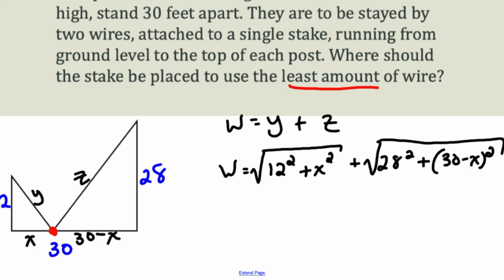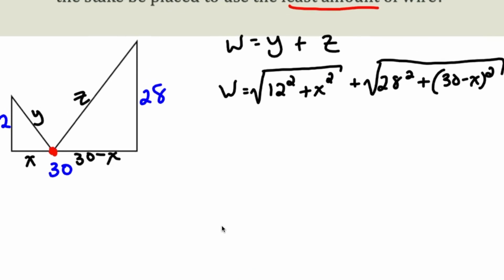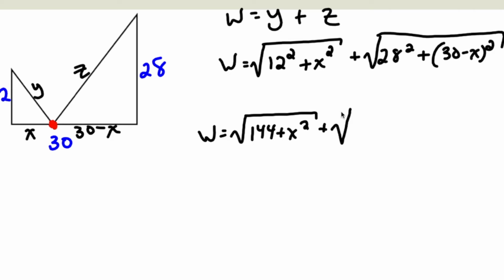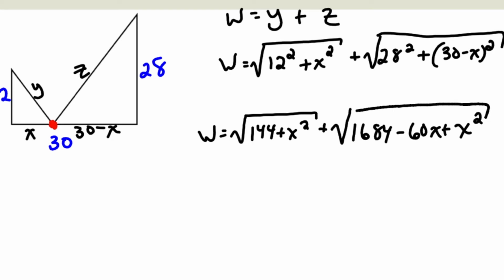Okay, so go ahead and simplify that. We can't put these together into one square root. You can do that when you're multiplying, but not when you're adding. So go ahead and simplify that and see what you get. What I got was the square root of 144 plus x squared. And over here, after I simplified and added together, 28 squared gives you 784, and 30 squared is 900. Add those together and you get 1684, minus 60x plus x squared. You could put the x squared first if you want in both cases, doesn't really matter. That's what you should get underneath this square root when you simplify.